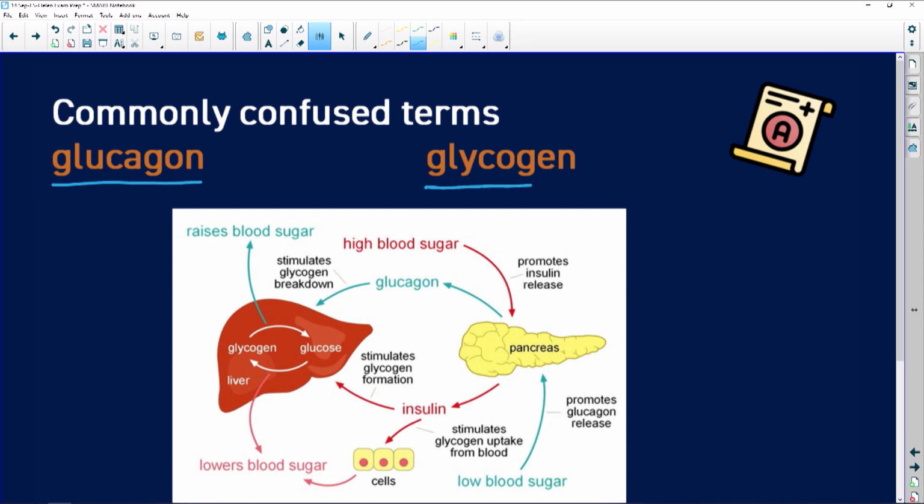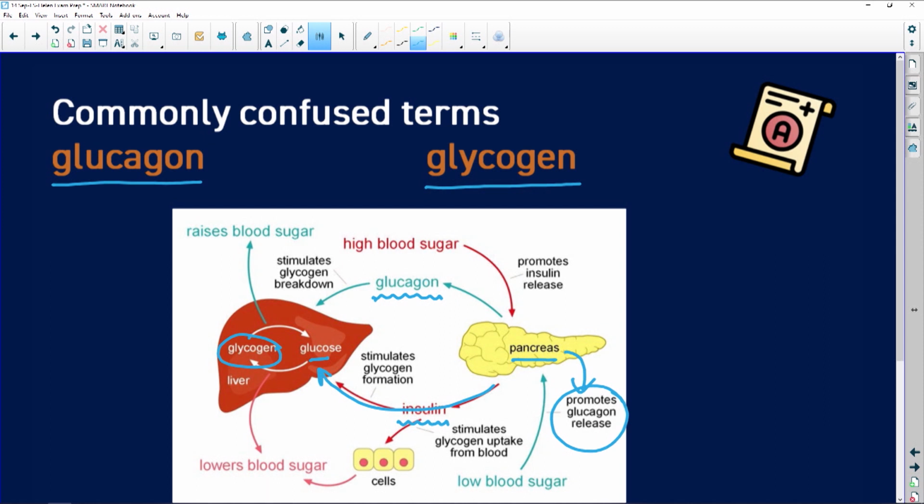Glucagon and glycogen. All right? Glucagon is the name of a hormone that is produced by the pancreas. Now we know that the pancreas is going to produce two hormones. It produces insulin and it produces glucagon. The insulin helps the liver to store excess glucose as glycogen.